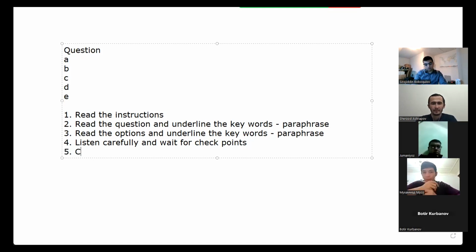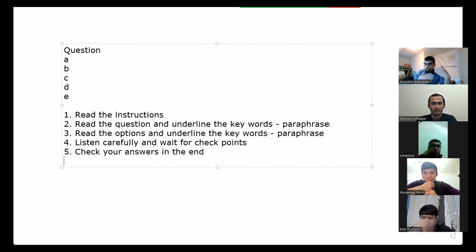Step number 5, check your answers in the end. Check, have you chosen 2 answers, or did you miss 1 answer and chose 1 only? Or is it suitable for the instructions? You should check that again. You should think about it, but you will check them in the end, okay?